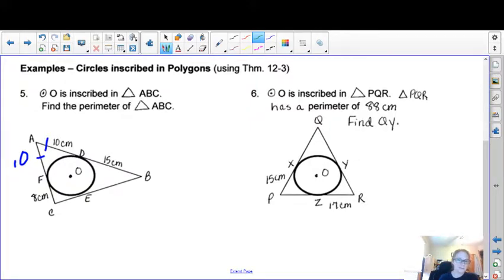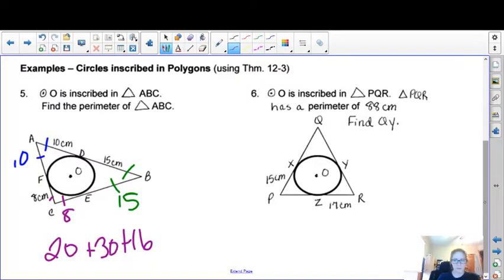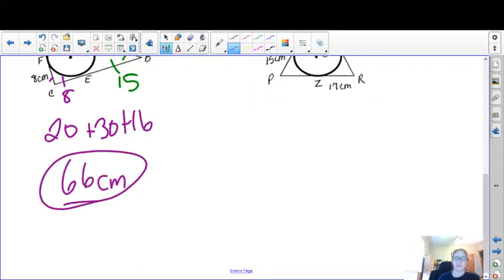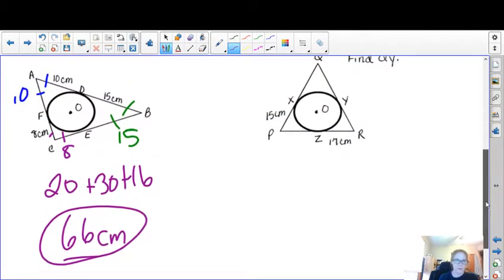Likewise, DB and EB go to the same point, and they're both tangent. So they are also equal, so they're both 15. And lastly, FC and EC go to the same spot, so they're both 8 centimeters. So 10 and 10 gives me 20, 15 and 15 gives me 30, and 8 and 8 gives me 16. So 20 plus 30 is 50, plus 16 more gives me 66. And it's got a unit of measurement, and since it's perimeter, we're just walking around the outside, so it's one dimension. So my perimeter is 66 centimeters.